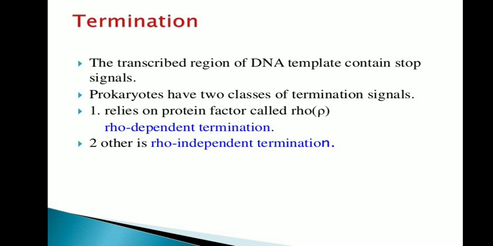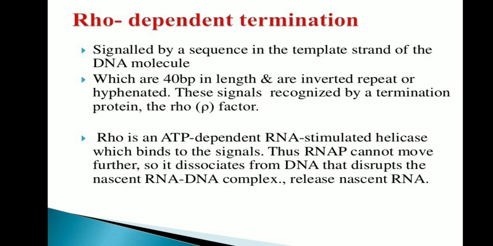Okay, so the transcription region of the DNA template contains the stop signal. Prokaryotes have two different kinds of termination process. First we will see the rho dependent termination. It is signaled by a sequence in the template strand of the DNA molecule, which is about 40 base pairs in length and consists of inverted repeats or hyphenated sequences.